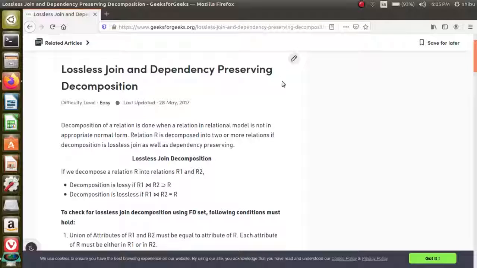Good morning. Today we are going to discuss lossless and dependency preserving decomposition. A decomposition of a relation is done when a relation in the relational model is not in an appropriate normal form. Relation R is decomposed into two or more relations if the decomposition is lossless join as well as dependency preserving.